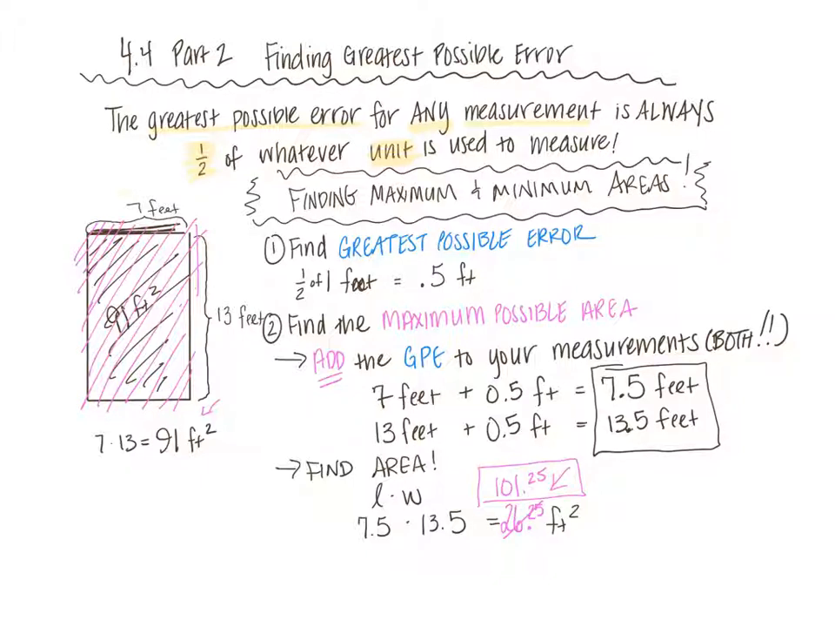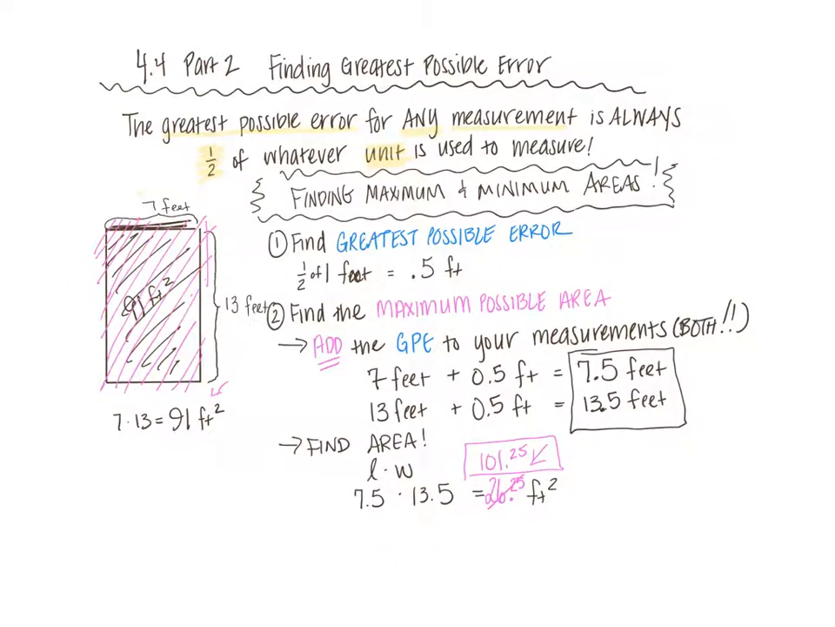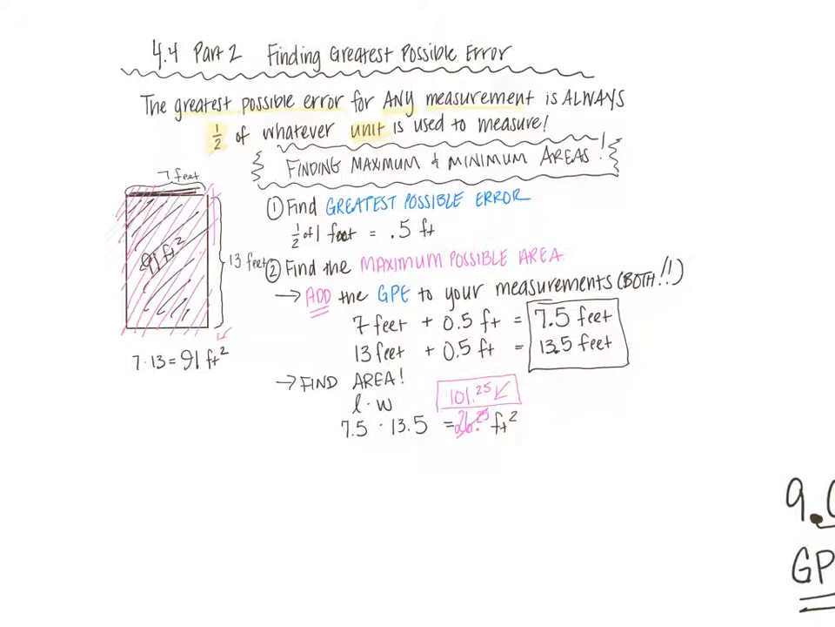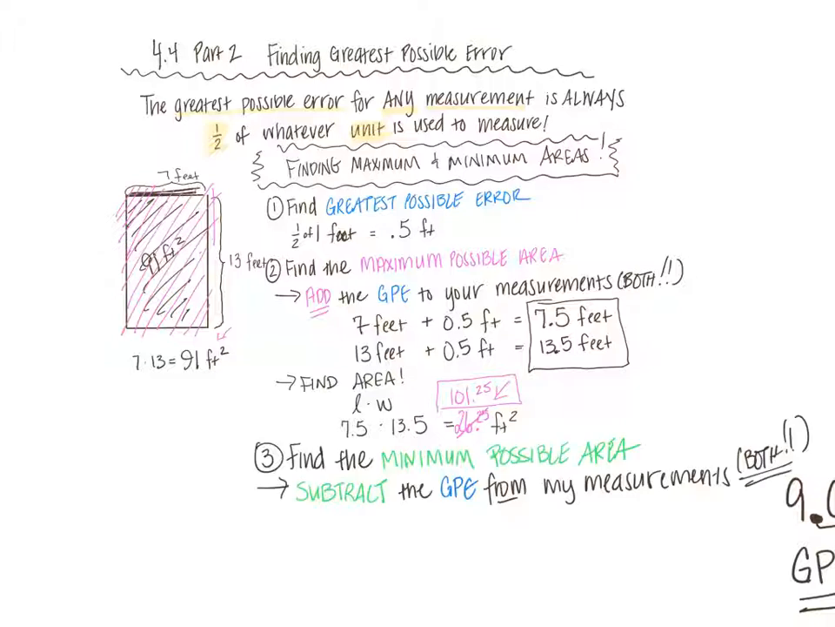Okay, so now what happens if I wanted to find the minimum possible area? It's going to be almost exactly like finding the maximum possible area, just in reverse. Notice I added the greatest possible error to my measurements to get maximum. Add greatest to your measurements to find maximum, and then find your area using these. It's in reverse. What do you think we're going to do? Well, hopefully you said instead of adding, you're going to subtract the greatest possible error from your original measurements.